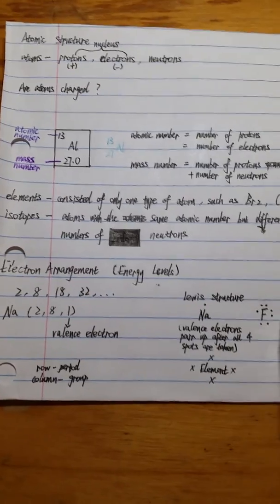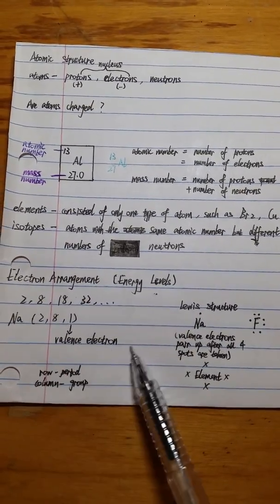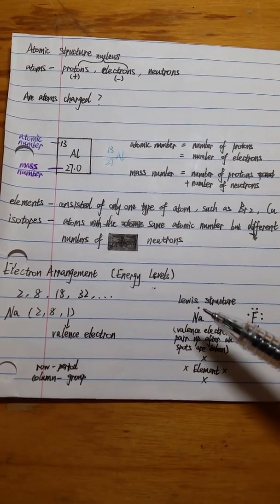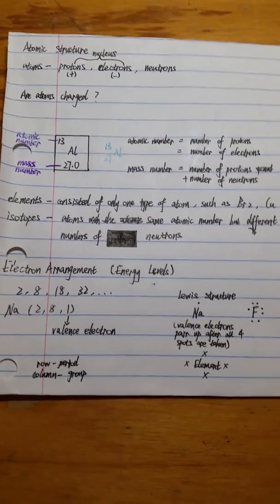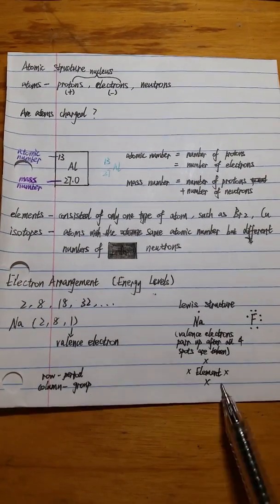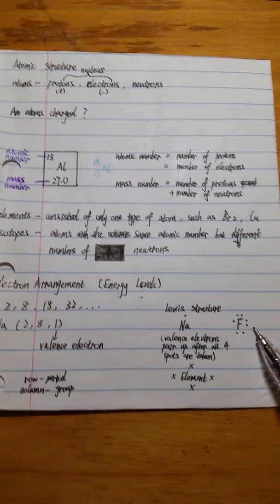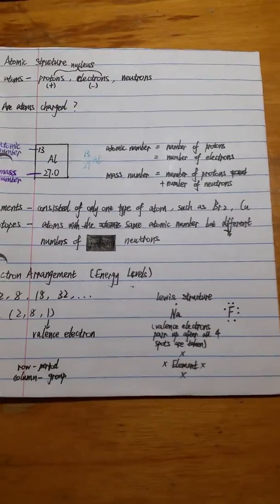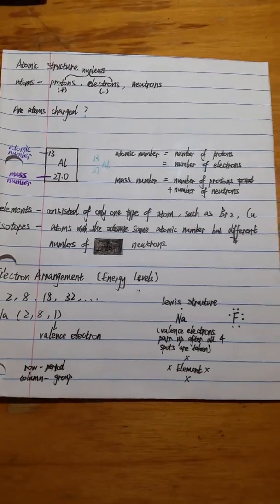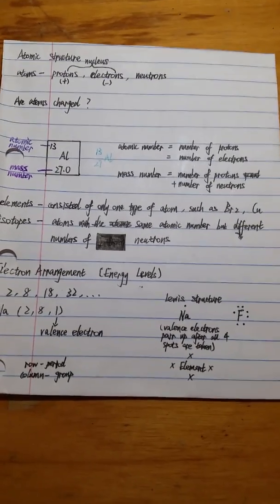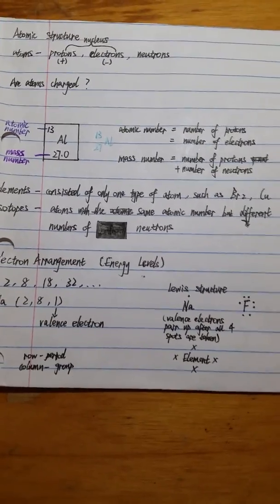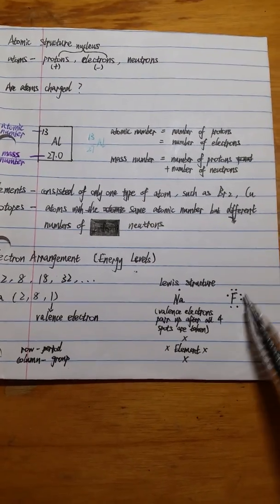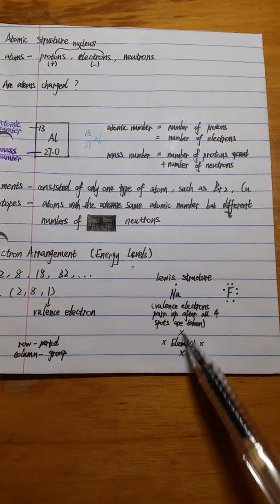And when we draw Lewis structures, we use the valence electrons an element has. For sodium, it only has one valence electron, so we just draw one dot. You can draw it at any of those 4 places. But for fluorine, it has 7 valence electrons, because its electron arrangement is 2, 7. Its atomic number is 9. 2 plus 7 equals 9. Valence electrons only pair up after all 4 spots here are taken.